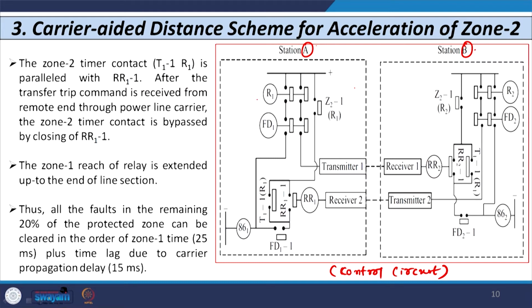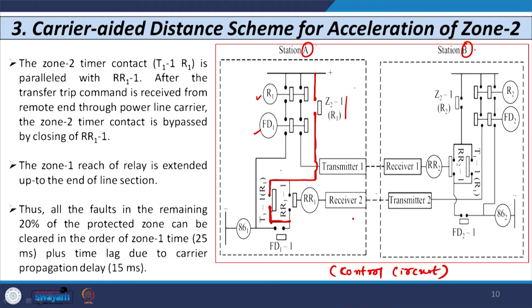Here you can see relay R1, FD1 is there, and its contacts are there. The only circuit that is included is this path, along with another contact Z21 R1, that is this contact. Again you have the path like this, and here we have included a parallel to this receiver relay contact. We have added another contact in parallel with RR11, and similarly on this side RR21. Here we have included one contact, and this contact is known as T11 R1.